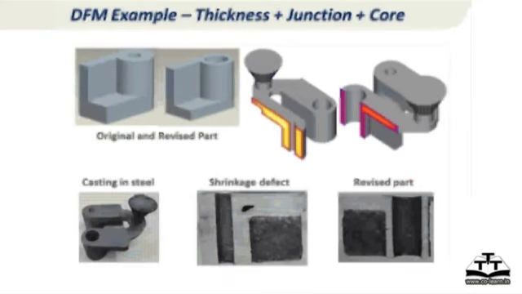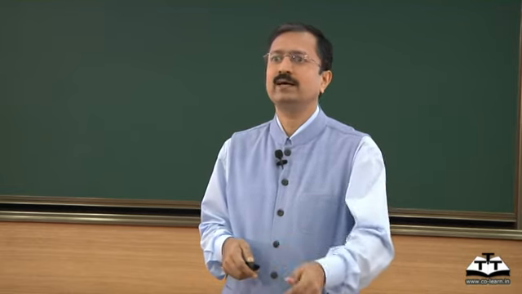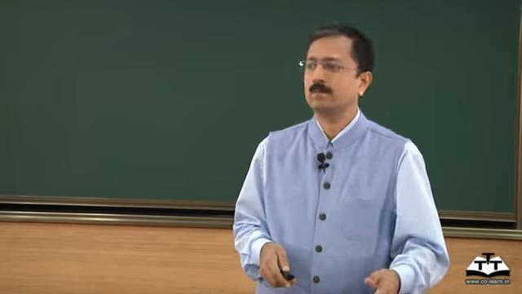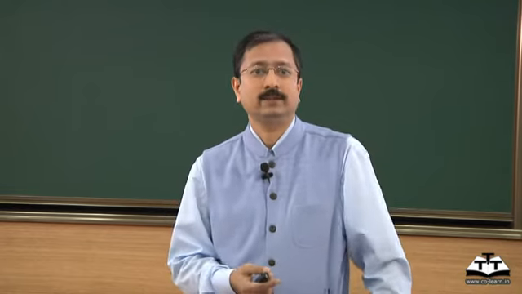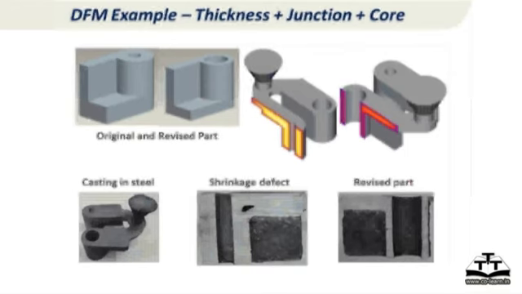So if you see the one with the thicker section, you see a clear shrinkage cavity. On the other one, which is a combination of thinner wall as well as larger core diameter, there is no defect there. So just to prove the point that changes in design can lead to better manufacturability and better quality. So this is quality by design, not quality by manufacturing.